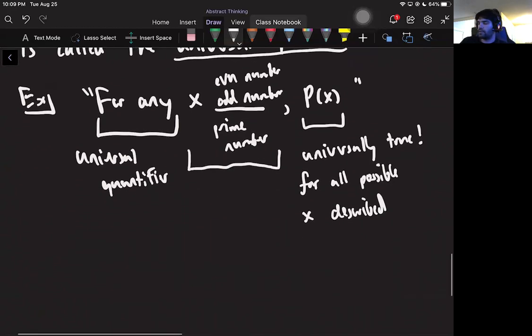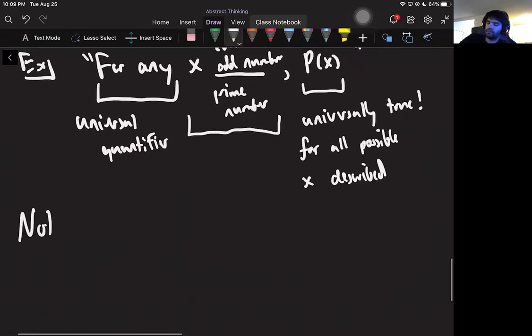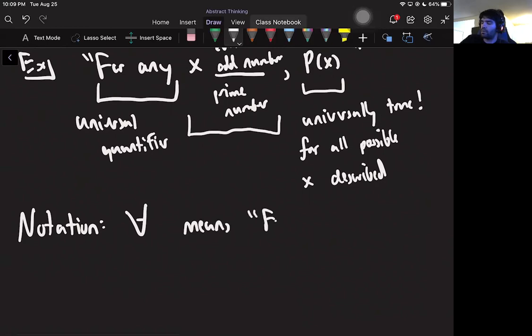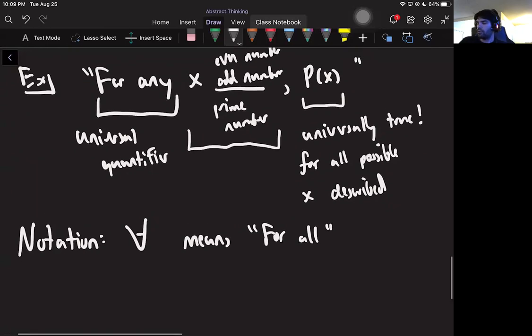And we even have a special notation because we use this phrase so much. We write this upside down A to mean the same thing. It means for all, or for any, or whatever the appropriate phrase is. That means the same thing.